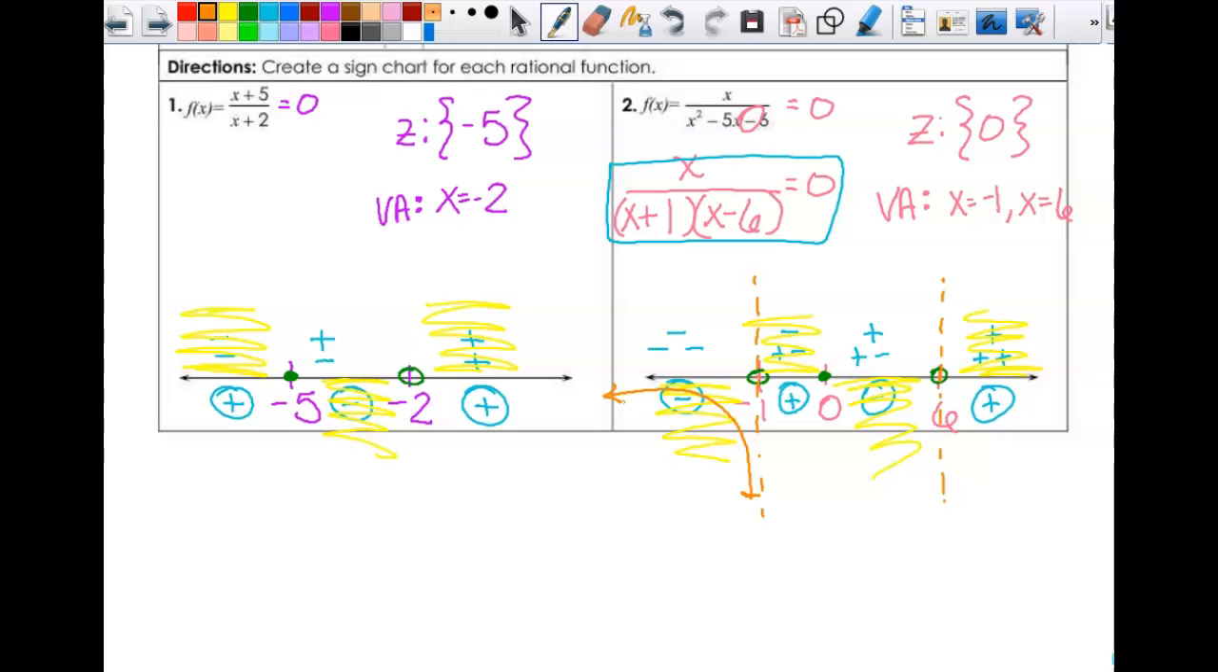Then, between -1 and 0, my function is positive. From 0 to 6, my function is negative. Again, I'm hitting asymptotes, so I know it has to hug it either up here or down here. Clearly, this is positive. I come down here, and then this is going to be negative. So in general, it looks like this.